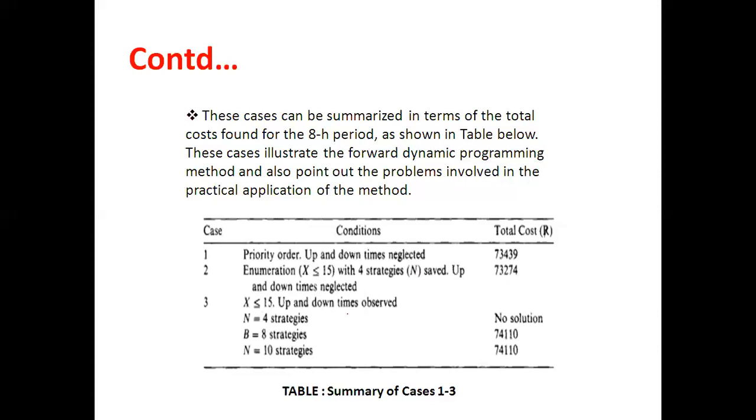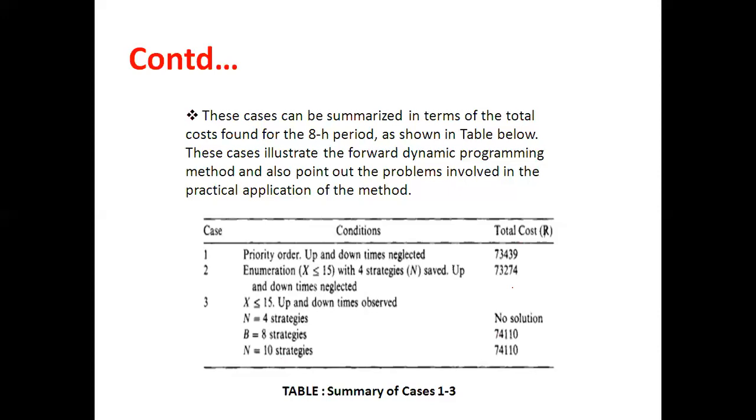In the third case, where x is less than or equal to 15 and up and down times are observed, if n equal to 4 strategies, we will not obtain a solution. If n equal to 8 strategies, we obtain a solution, and the cost is 74,110. If n equal to 10 strategies, it is again 74,110. So this is the total cost for cases 1, 2 and 3.